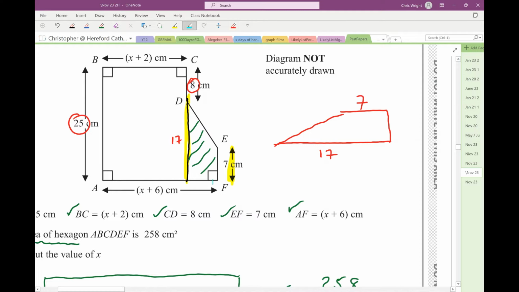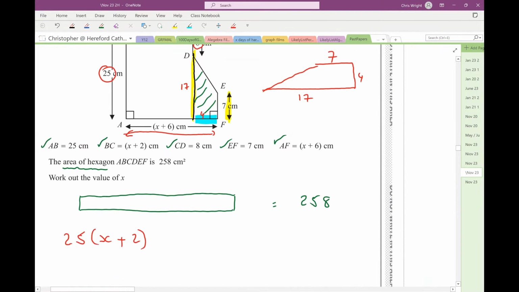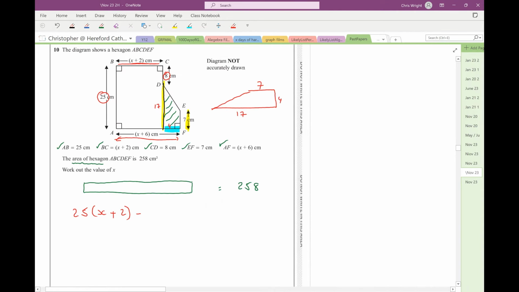So I need to know this length here. How am I going to work that out? Well, this is x + 2. And this whole thing is x + 6. That's 4 more, isn't it? So that must be 4. So the area of that trapezium is going to be, and remember the formula for the area of the trapezium is at the top of the paper in the formula sheet if you want it, (7 + 17) divided by 2, the average of those lengths, multiplied by the height of 4. Now that is what is going to equal 258.